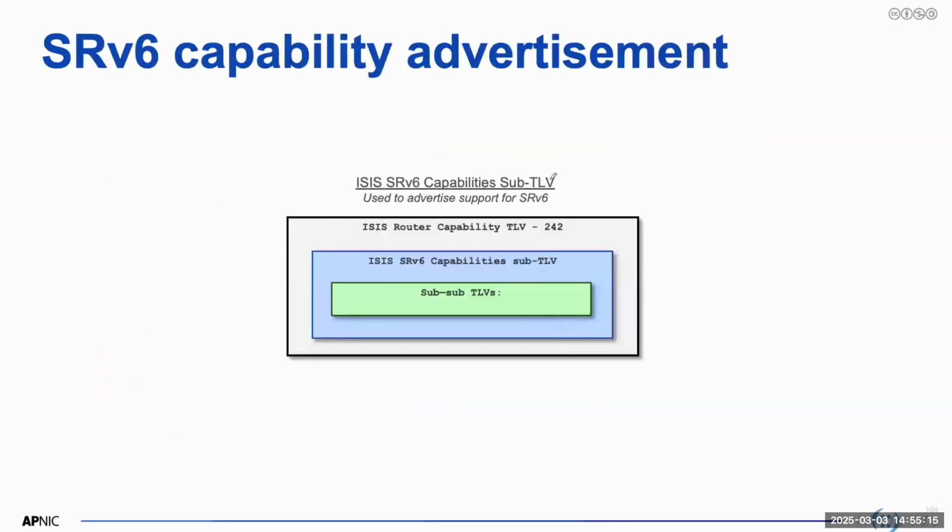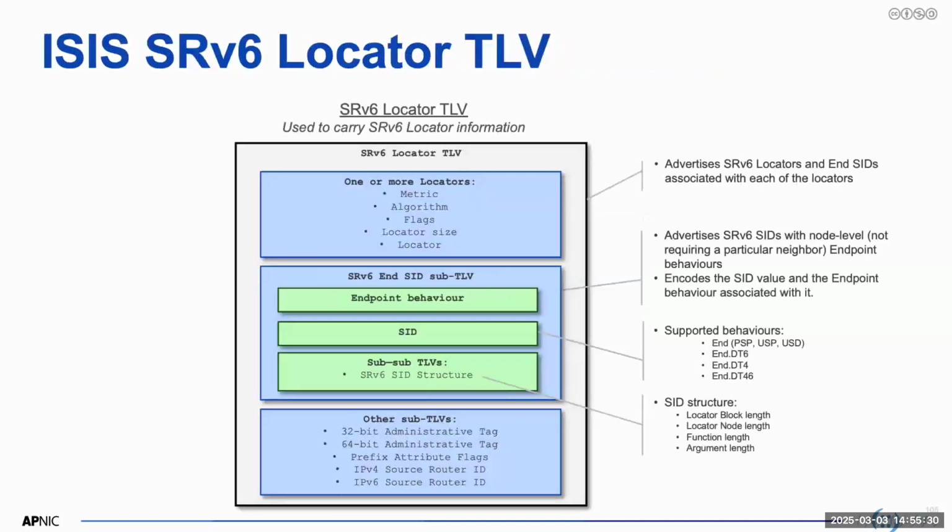Again, like we said earlier, the capabilities are advertised using the ISIS protocol sub-TLVs, and we have the ISIS SRv6 capability sub-TLV as well. Using these sub-TLVs, we express the different supported behaviors. In this case, you can see PSP, USP, USD, and other endpoint behaviors.